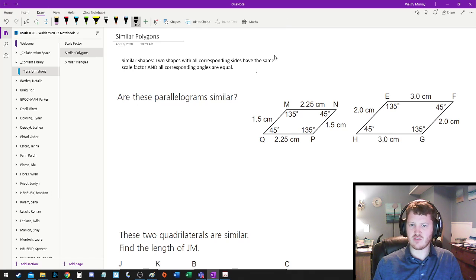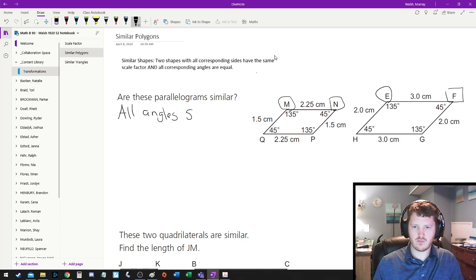What that means is if we wanted to prove that these parallelograms are similar, first we would match up the corresponding parts. So M corresponds with E, N corresponds with F, and so on around. If we look at the corresponding angles, angle M and angle E have the same measure, N and F have the same measure. So if we go around, we can see that all of the angles of these two shapes are equal. So the first part is done.